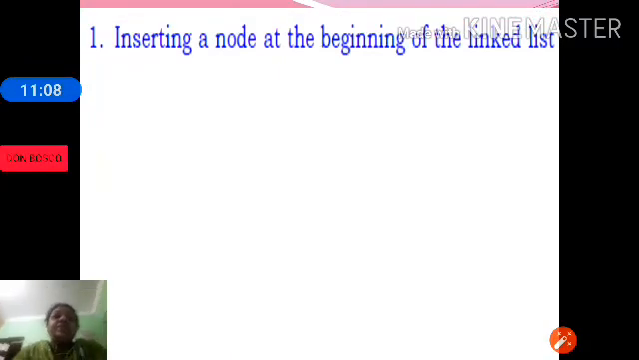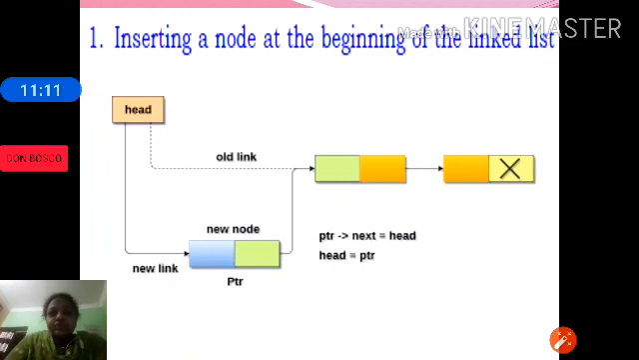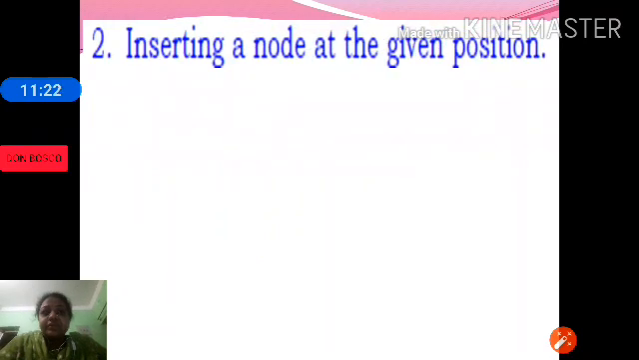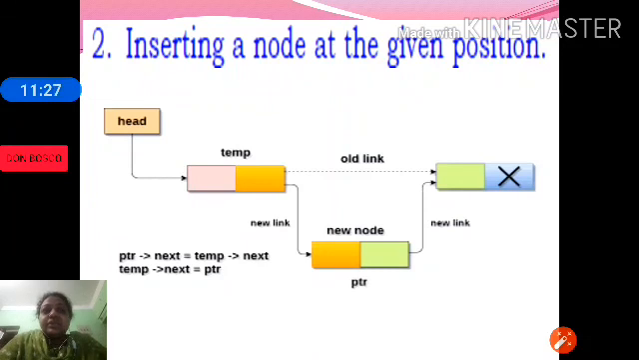So, inserting a node at the beginning. You can see here the new node is added at the beginning. The old link changes to the new link. Then, inserting a node at the given position. Here you can see the node can be added to any specified position, anywhere: the beginning, the end, or in the middle of the list, or any specific position.